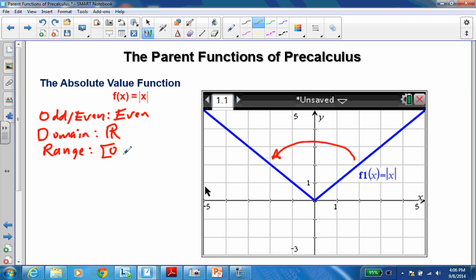Bracket 0, comma, infinity. Not on and beyond is beyond mathematics. Okay, what's the next? Vertical, do we have a vertical asymptote? No. Do we have a horizontal asymptote? No. Do we have boundedness? Yes. Where's the thing bounded? Below.